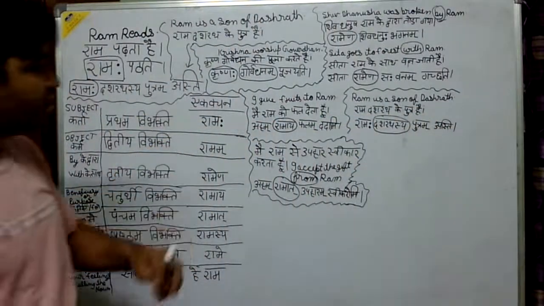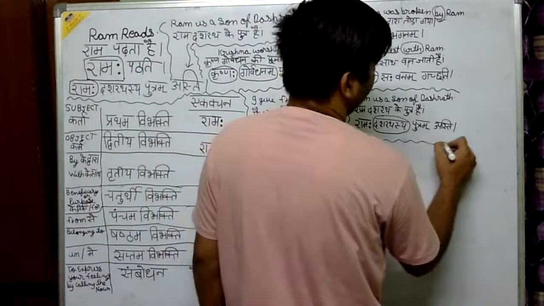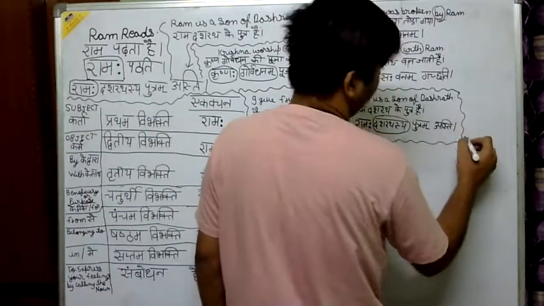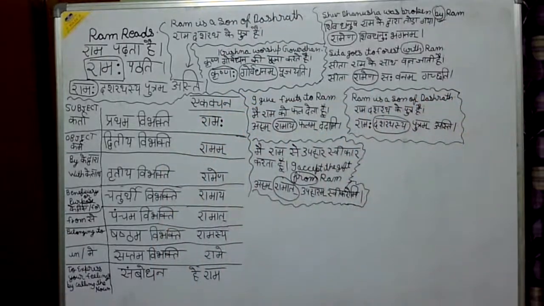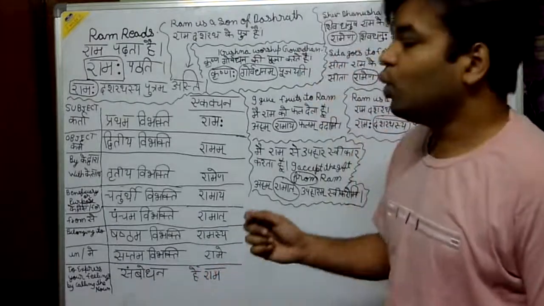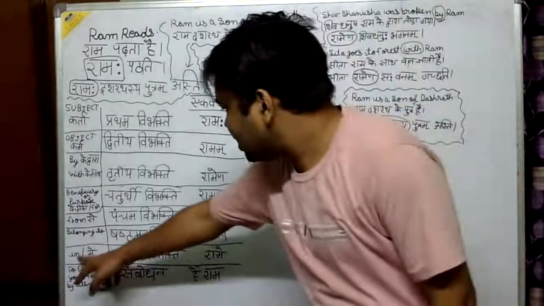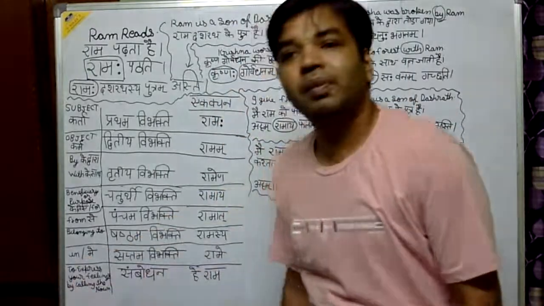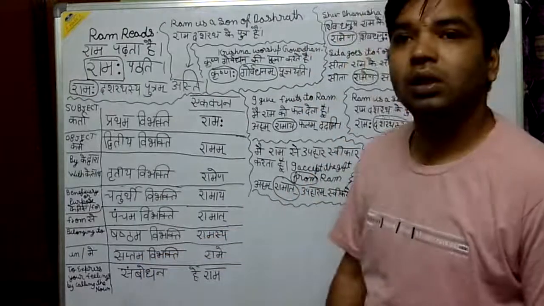Now, after this, we have Saptami Vibhakti. Look, where do we have to use Saptami Vibhakti? Saptami Vibhakti is used whenever we say that you have this thing in you. Wherever the word "in" comes in the sentence, we use Saptami Vibhakti.